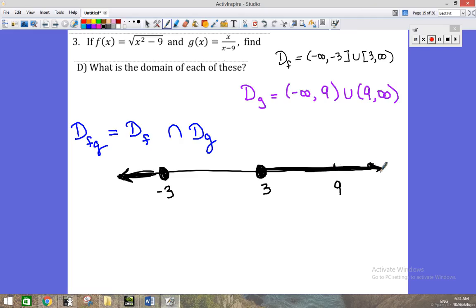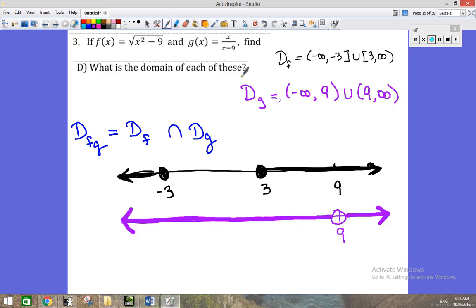If we look at the domain for G, 9 is not shaded, but all of the numbers to the left of 9 are, and all of the numbers to the right of 9 are. So to be in our intersection, you have to be shaded in both sets.